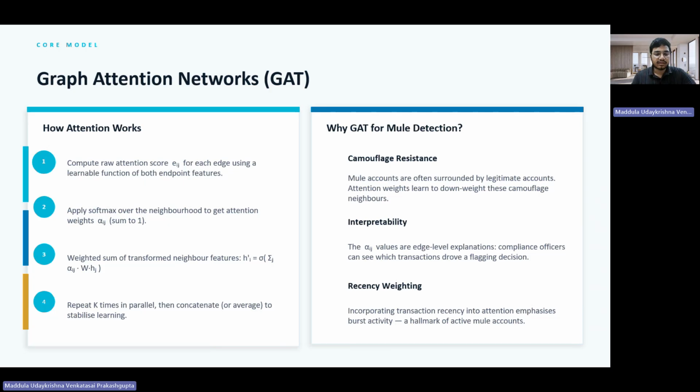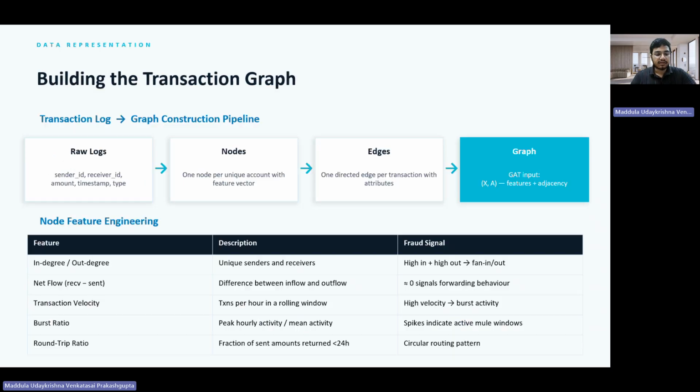So let us know how the data is represented in GAT. The nodes are taken as unique bank accounts, and the edges between the nodes are created when there is a transaction from one bank account to another bank account. The features that can be extracted are in-degree or out-degree, that means the fan-in or fan-out, the forwarding behavior, the transaction velocity, and the circular routing. These features directly encode fraud patterns. Using the GNNs, we extract these patterns to detect the mule accounts.